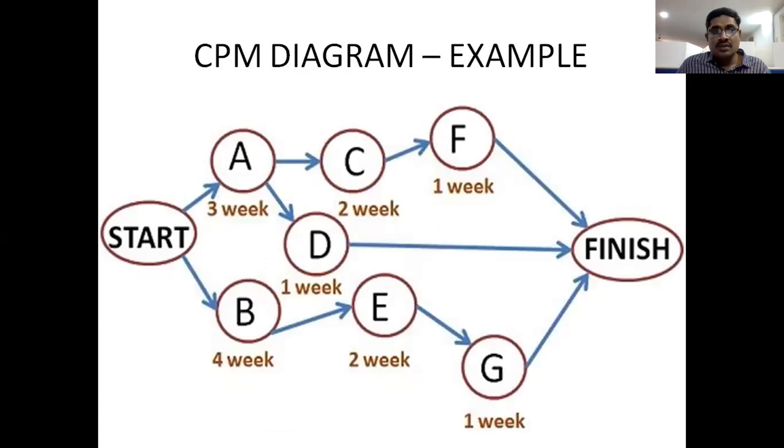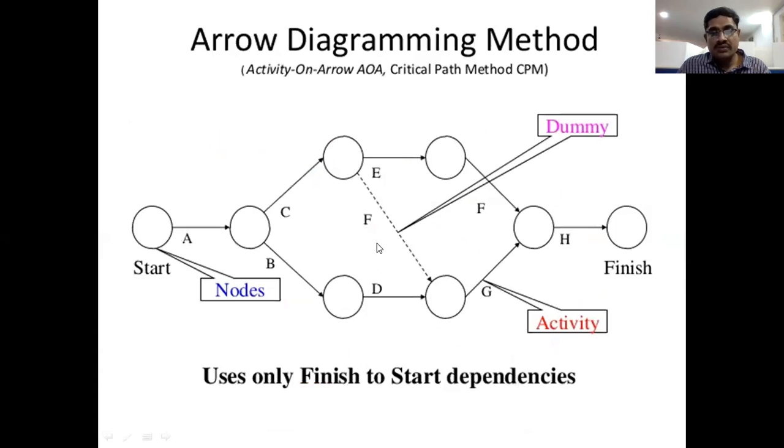Here we already discussed this in this slide also. Calculation from starting to finishing is called CPM. Finishing to starting calculation, backward calculation, is called ADM, the arrow diagramming method. CPM is for forward calculations, ADM is for backward calculations.